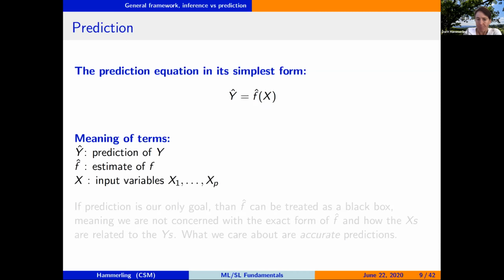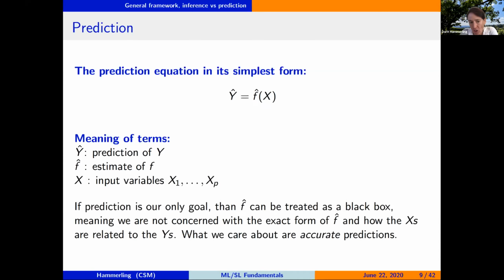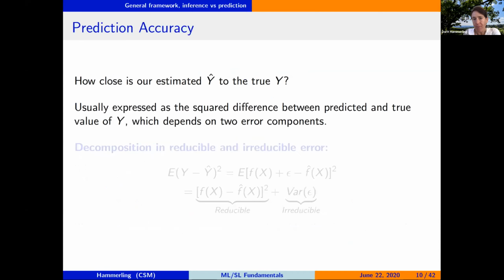And if prediction is our only goal, then f hat can really be treated as a black box. In this case, we are not concerned with the details that go into f hat. Maybe as a developer, you're interested in that, but if you're a user, you really don't worry about that too much. All you care about is how accurate your predictions are. And on the next slide, we'll talk a little bit about what we really mean by prediction accuracy.